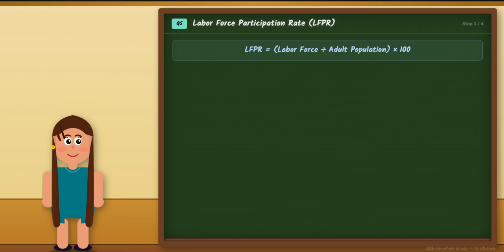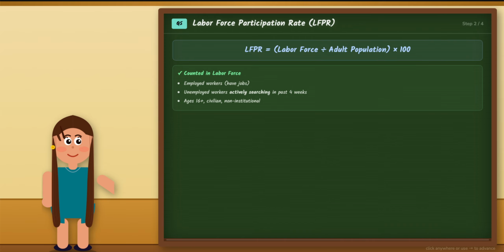Question 5 asks how we define the labor force participation rate in the United States. The formula is LFPR equals the labor force divided by the adult population times 100. The labor force includes two groups: people who are employed, meaning they have a job, and people who are unemployed but actively searching for work in the past 4 weeks. The population base is everyone 16 and older who is not in the military or institutionalized.